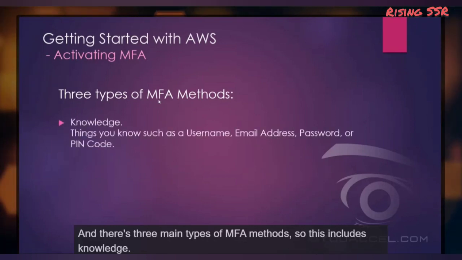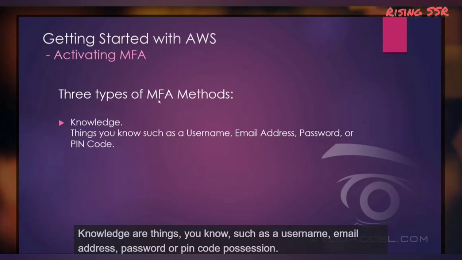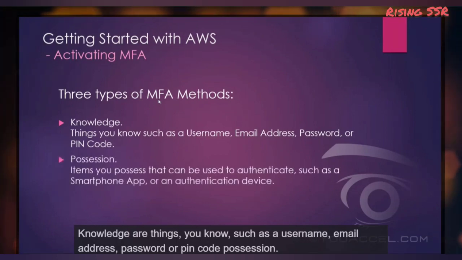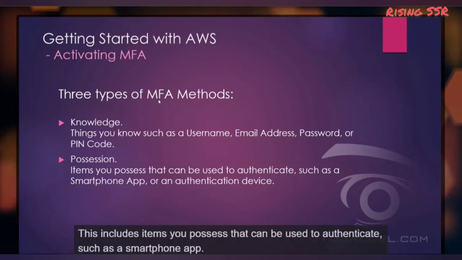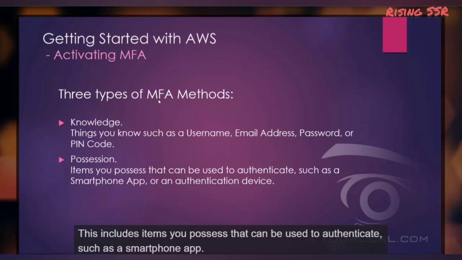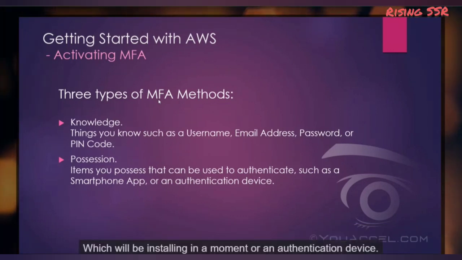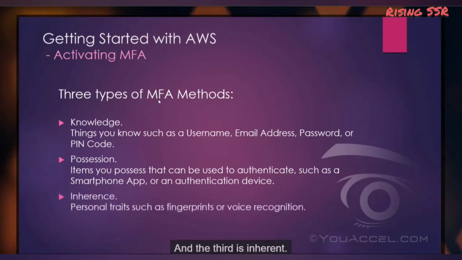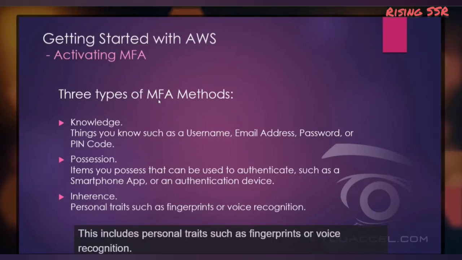So this includes knowledge. Knowledge are things you know, such as a username, email address, a password, or PIN code. Possession. This includes items you possess that can be used to authenticate, such as a smartphone app, which we'll be installing in a moment, or an authentication device. And the third is inherence. So this includes personal traits such as fingerprints or voice recognition.